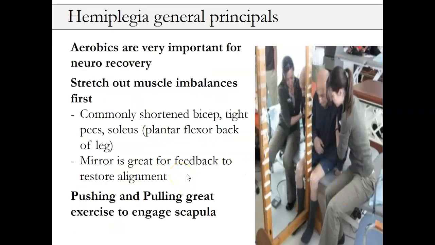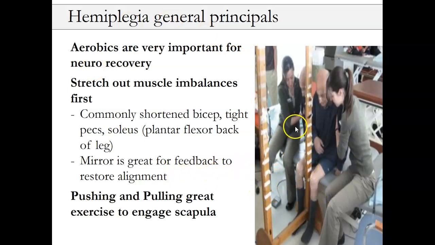It's in general treatment principles around hemiplegia. Again, aerobics are great. Stretching out muscle imbalances within the body. If one side is partially paralyzed or even fully paralyzed, generally speaking, this is very general, the bicep can get shortened. The pecs, as we know, can get very tightened, especially if they're in that kind of rounded position. It's more of a PT thing, but the plantar flexors and soleus in the back of their foot can get tight.